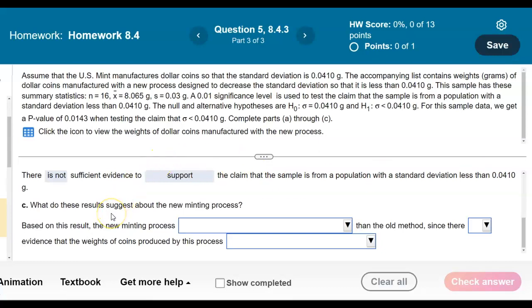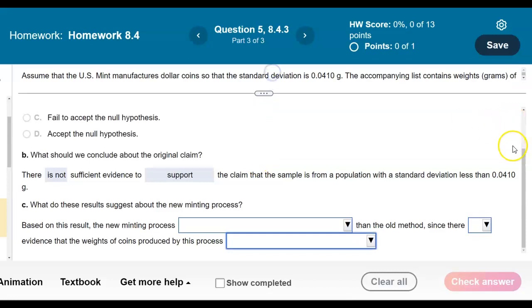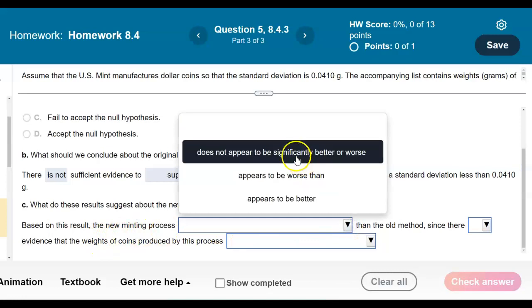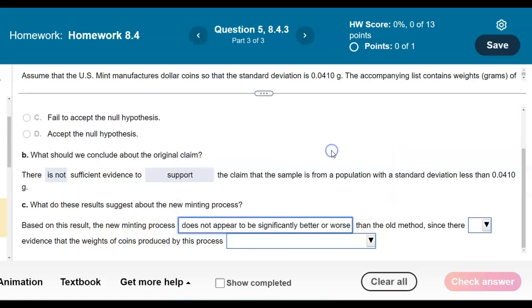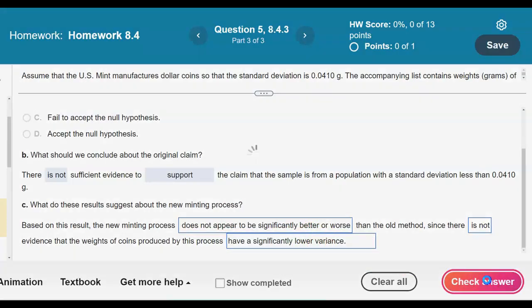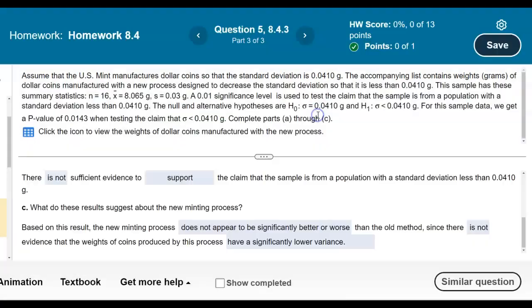So what do these results suggest about the new minting process? Well, since we failed to reject the null hypothesis, we would say based on this result, the new minting process does not appear to be significantly better or worse than the old method, since there is no evidence that the weights of coins produced by this process have a significantly lower variance. Check our answer, and there is our result.